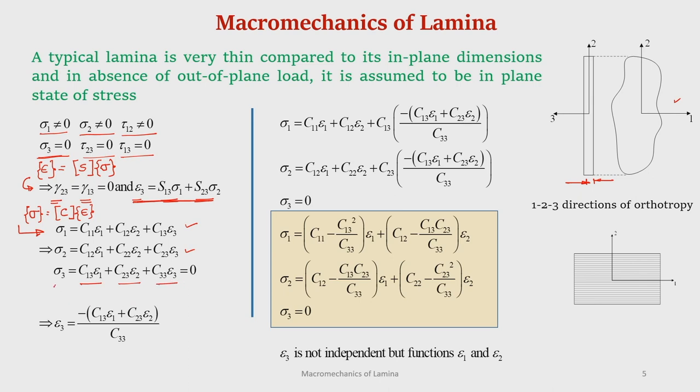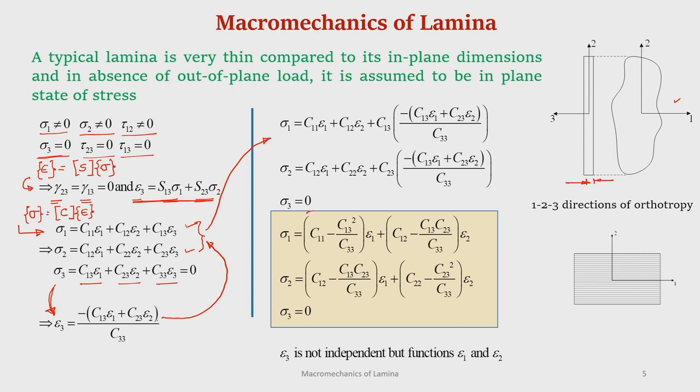Now, because sigma 3 is 0, we can write epsilon 3 in terms of epsilon 1 and epsilon 2 from this equation. If we put this value of epsilon 3 in terms of epsilon 1 and epsilon 2, we can write like this. So we can write sigma 1 in terms of epsilon 1 and epsilon 2, sigma 2 in terms of epsilon 1 and epsilon 2, and of course sigma 3 is equal to 0. So we get the relationship between sigma 1, sigma 2 and epsilon 1, epsilon 2 by this.